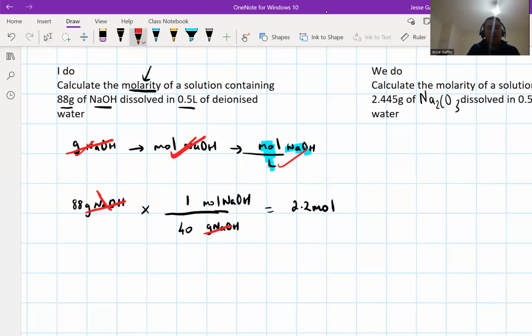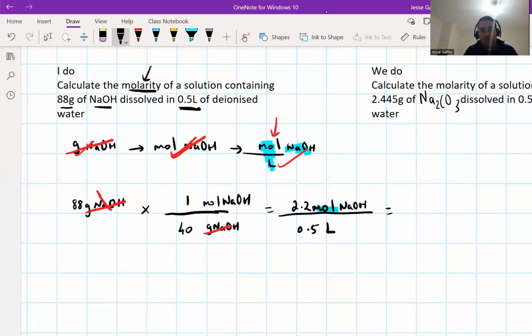Now I need to have my units in moles per liter. So I've already got the moles of NaOH in the numerator. So what I need to do is put liters in the denominator. So liters, and what was my number of liters? Well, it was 0.5. So I'm going to go ahead and calculate this now. It's 2.2 divided by 0.5.